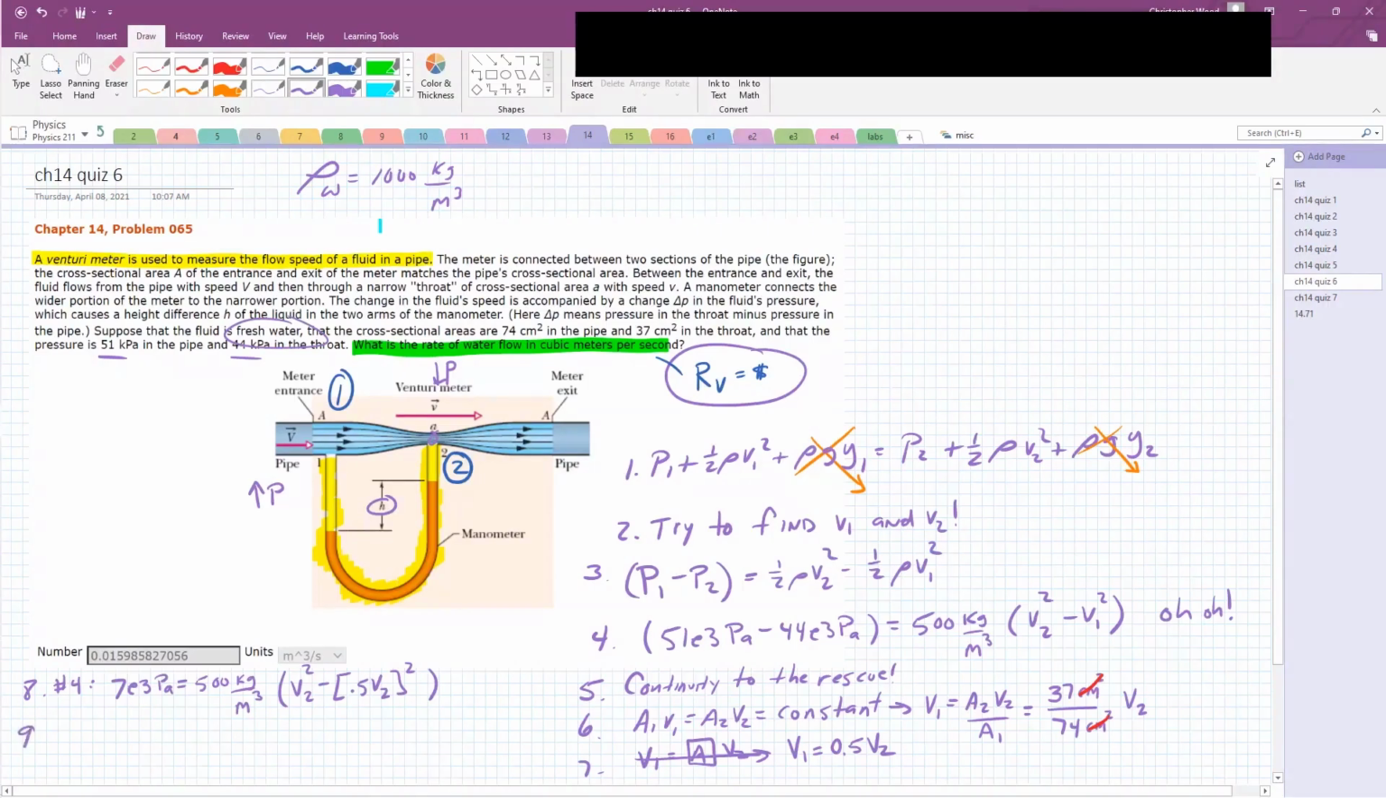All right, so my next step will be to solve for V2. And then step number 10 will be the volume flow rate, which is just going to be A2 times V2. And A2 is given as 37 square centimeters. You have to think about converting, because you have to end up with cubic meters per second, so make sure you don't forget about converting. And V2 is what you just got from here. Let's get this answer then.